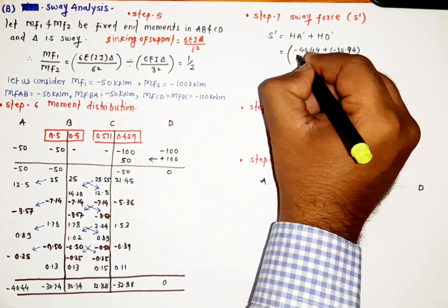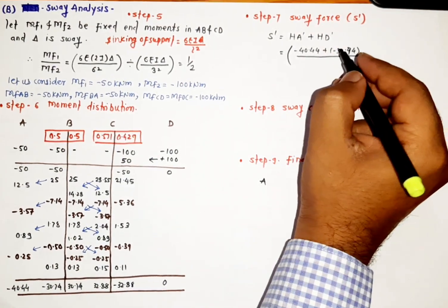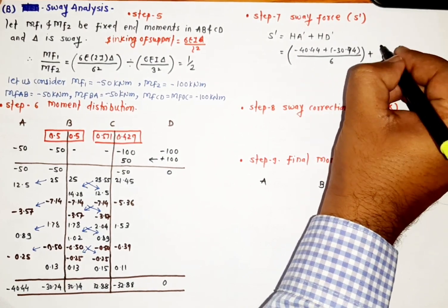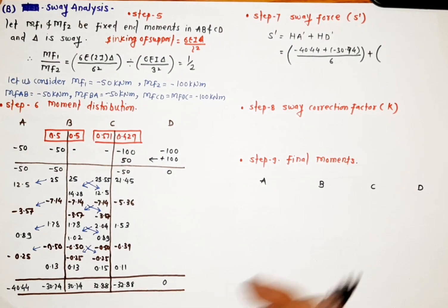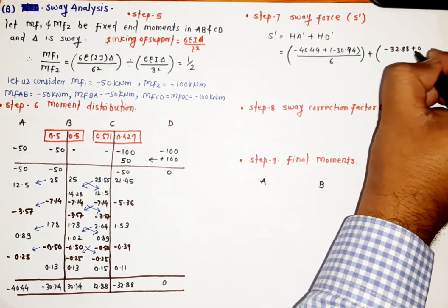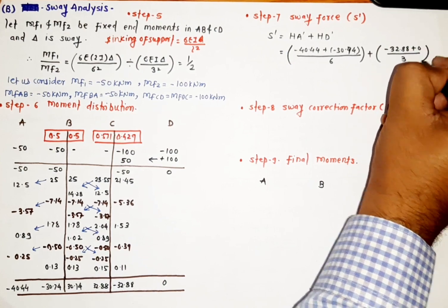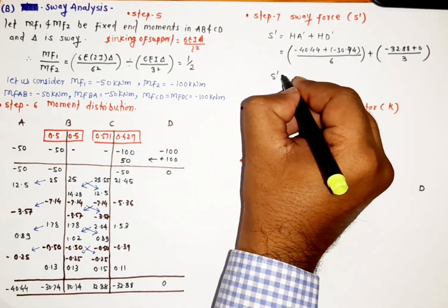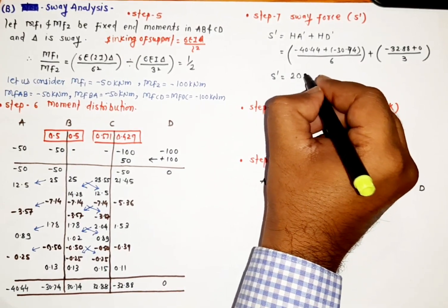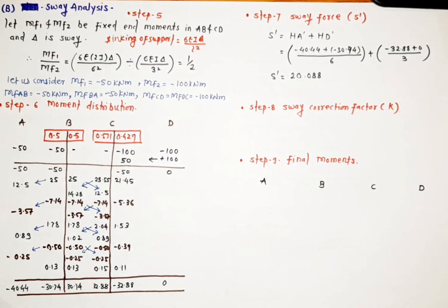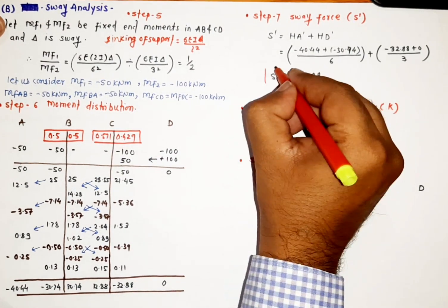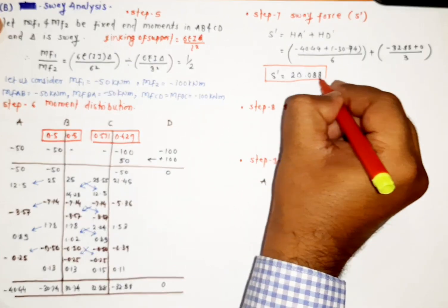30.74 divided by the height, which is 6. So we will divide it by 6 plus HD dash, that is these two, minus 32.88 plus 0 divided by the height, which is 3. So ultimately we will get S dash is equal to 20.088. So this is all about sway force due to the sway analysis. Earlier it was sway force due to the non-sway analysis.